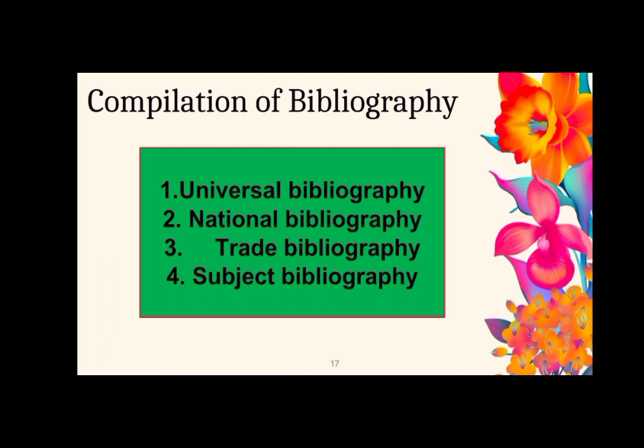First, universal bibliography, a bibliography that includes everything published or issued in a subject field regardless of date of publication. Second, national bibliography, a bibliography that lists everything published in a given country. Third, trade bibliography, a bibliography compiled primarily to aid the book trade by supplying information as to what books are in print or for sale. Fourth, subject bibliography, a bibliography that lists materials relating to a specific topic.